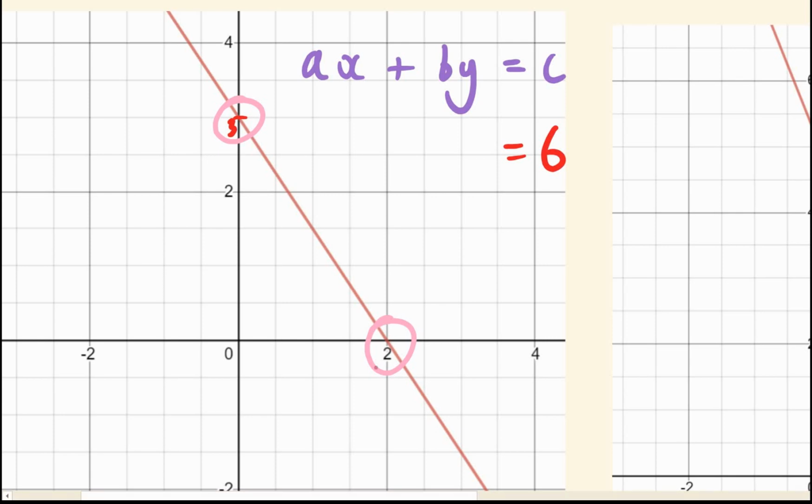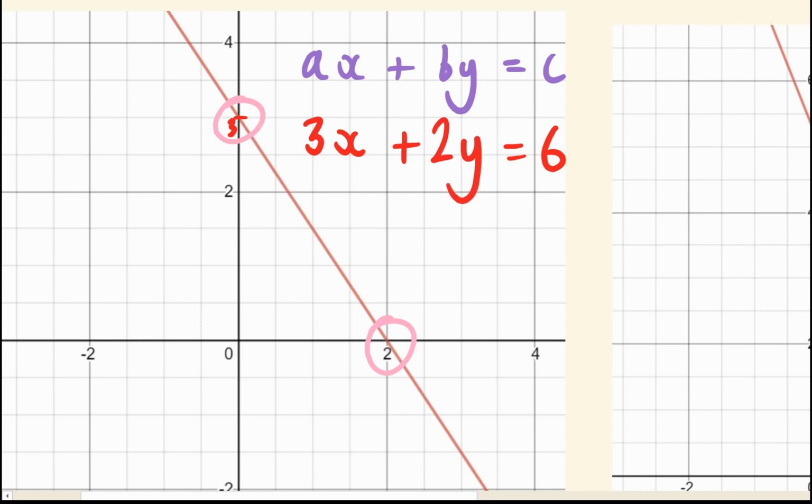I know here that the x coordinate is 2. What I want to do is work out what times 2 gives me 6. Okay, and that'll tell me what the value of a is. So here, 3 times 2 is 6. So this will start with 3x. So you look at this x coordinate and think what times 2 gives me 6, which is 3. We do the exact same thing for the y's. Here the y cuts at 3. So what times 3 gives us 6? In this case it's 2. 2 times 3 is 6. So it's going to be 3x plus 2y equals 6.